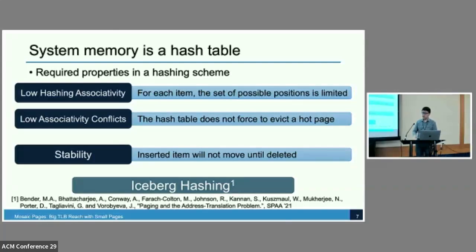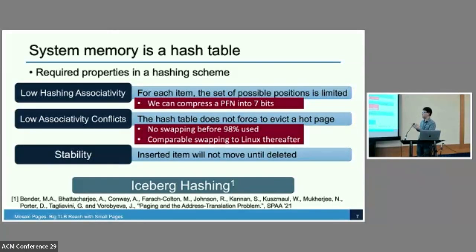With low hashing associativity, we can compress a PFN into 7 bits. With low associativity conflicts, there's absolutely no swapping before 98% of memory is used. And even after, Mosaic has swapping comparable to Linux. And with stability, there's no maintenance cost. So we organize system memory as a hash table with these three properties. Now let's see how page mapping happens in action.